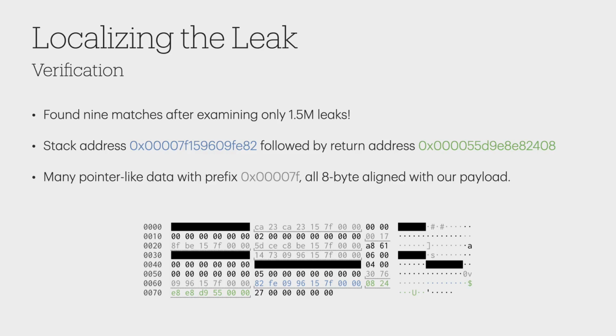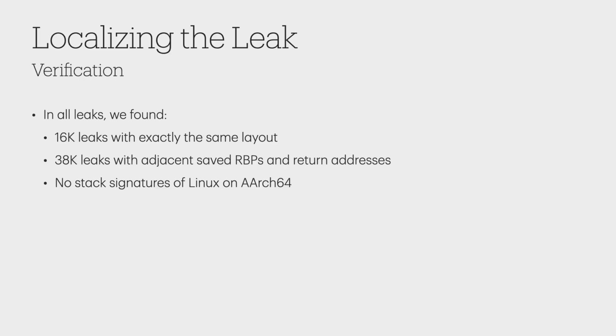The picture gave an example. The stack address was followed by a return address, and we can see many pointer-like data, possibly the pointer variables in the stack. Each address was 8-byte aligned with our payload, although the payload is not shown in the picture. This is not a single case. After examining all leaks, we found 16,000 leaks with exactly the same layout. Even the addresses have the same prefixes and suffixes, which is related to ASLR. In total, there were 38,000 leaks with similar layouts conforming to the x86-64 stack frames. And we did not find any leaks with the stack pattern on AArch64.